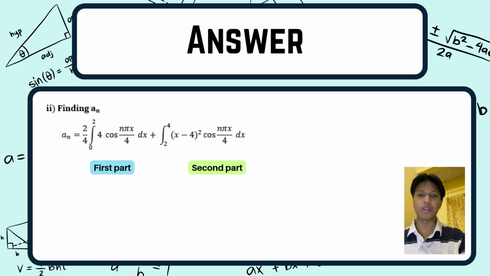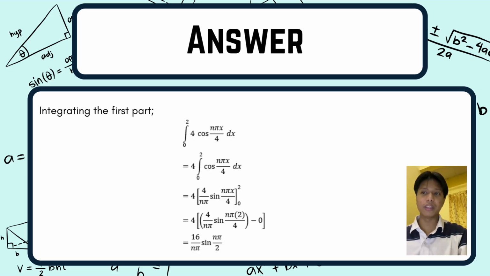The second step is to find an. After we substitute all the variables, the formula for an is 2 over 4, integration from 0 to 2, 4 cos(n pi x over 4) dx, plus integration from 2 to 4, (x minus 4) squared cos(n pi x over 4) dx. We can divide this into two parts. The first part is integration from 0 to 2, 4 cos(n pi x over 4) dx, and the second part is integration from 2 to 4, (x minus 4) squared cos(n pi x over 4) dx.